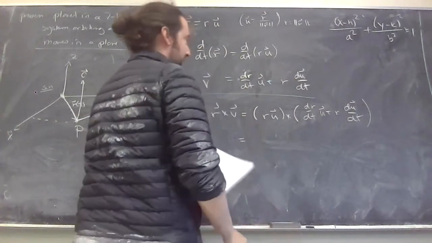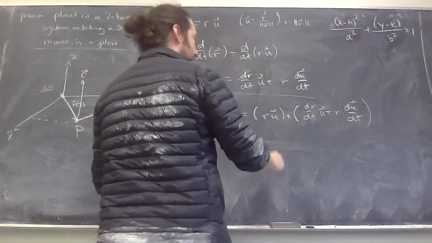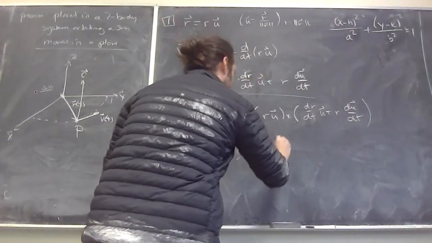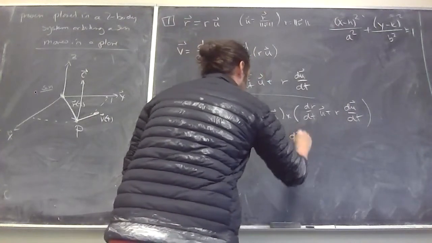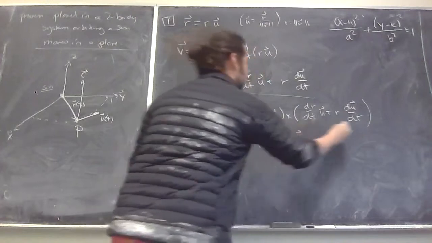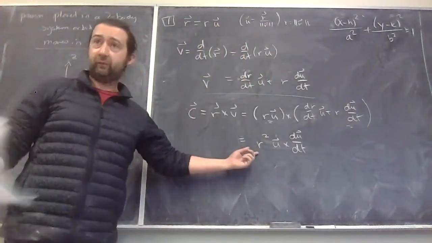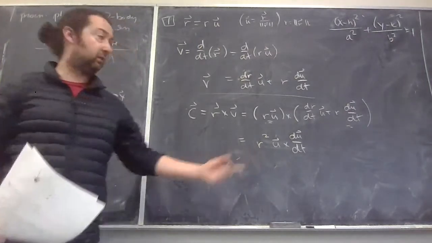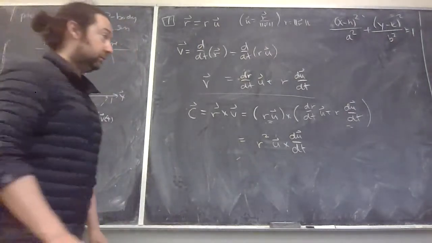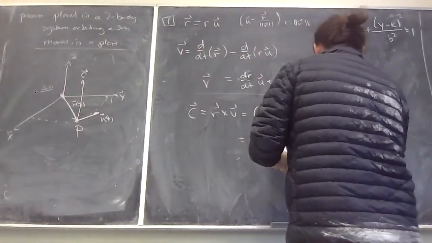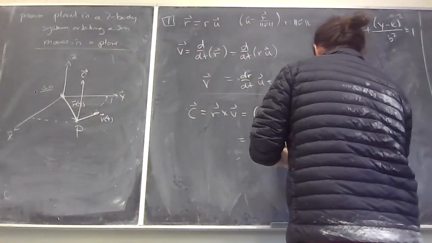Okay, so what I'm going to do is this. This and this get crossed together. So we get an r squared u cross du/dt. That's this term and this one. Does that make sense? r is a scalar quantity. It's a function, but it's a scalar, so I can pull it out of the cross. Plus r dr/dt.